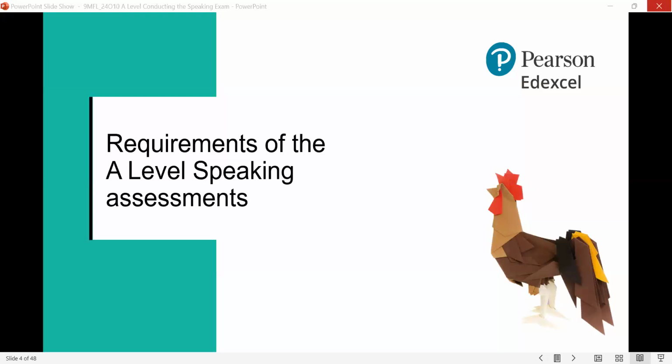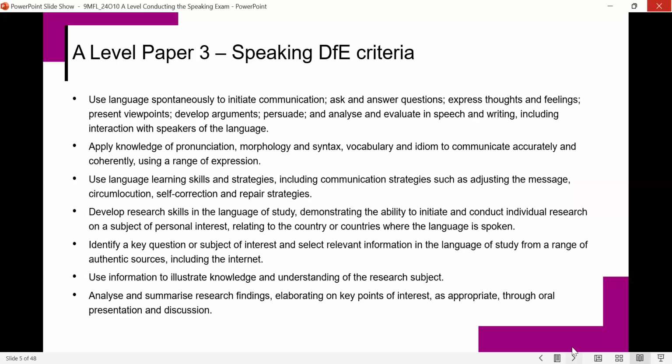Okay, so here we go then. We're going to have a look at the requirements of the A-level speaking assessments first of all. So looking first at the big picture, which comes from the Department for Education, who set a set of requirements for all exam boards in terms of what needs to be demonstrated in terms of skills and abilities by the students.